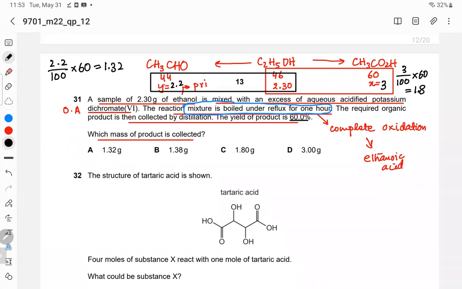Now if you see, here you are observing 1.32 and here you are observing 1.8. But as I have told earlier, they said that distillation is not used in the reaction, it is used for the collection. But during the reaction, they have used the condition boiling under reflux, which means ethanoic acid will form. And according to that, C is your correct answer.